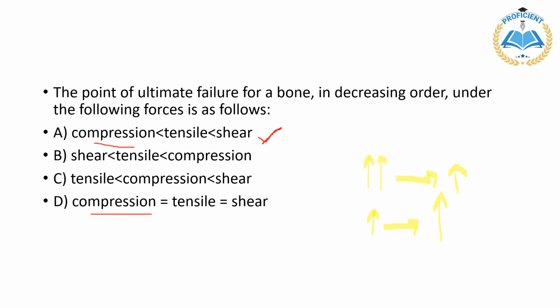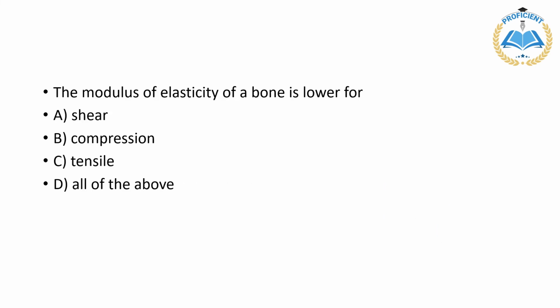point of ultimate failure. The modulus of elasticity of a bone is lower for which of the forces, and the answer is compression force again, which means that it is more malleable under the compression force. So all three questions were on compression forces on a bone, and they were asked in three different manners. This is how we'll be dealing with MCQ questions.